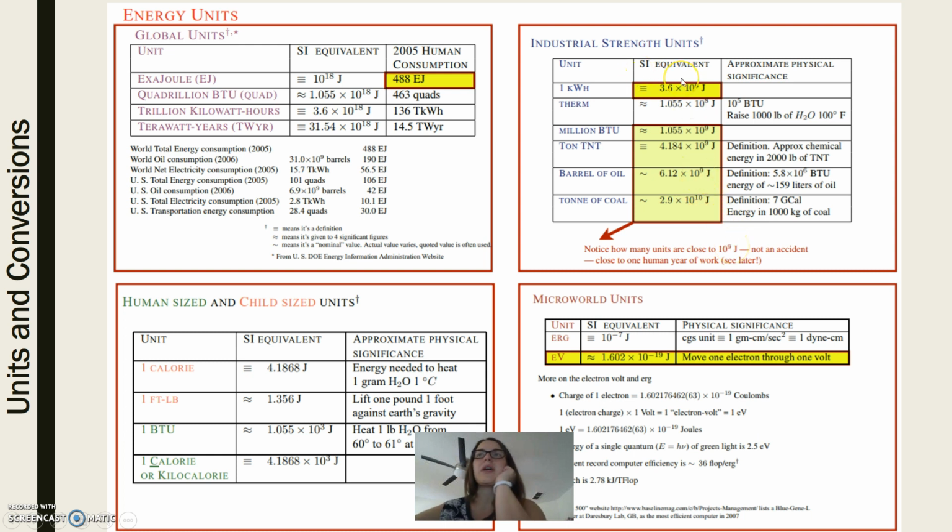And this is our SI equivalent. And so we'll specifically look at that because that's actually, when we calculate it, close to 1 human year of work. And then we go down to our human-sized and child-sized units. So this is kind of on our scale. And so these would be our calories, our British thermal units, and our kilocalories. And then finally, we get down to our micro world units of electron volts, and ergs. And so this gets down to the amount of energy of electrons. And so we'll be down in this land for a lot of our solar and photosynthesis, and some within our cellular respiration as well.